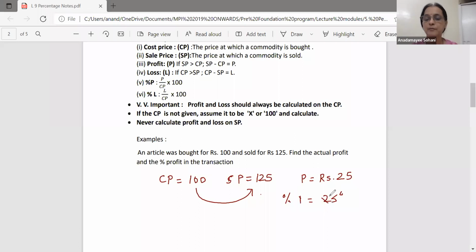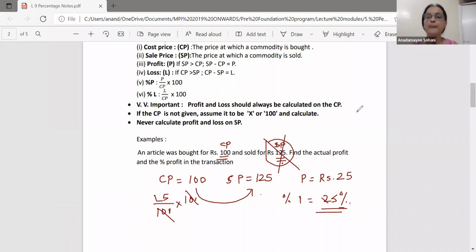How am I doing it? Profit upon cost price into 100. 25% profit. Okay, I'm calculating the profit on the cost price. I'm not calculating 25% of 125. I'm calculating 25% of cost price, not the sale price. Never take sale price in calculation of profit loss. This is a permanent rule.